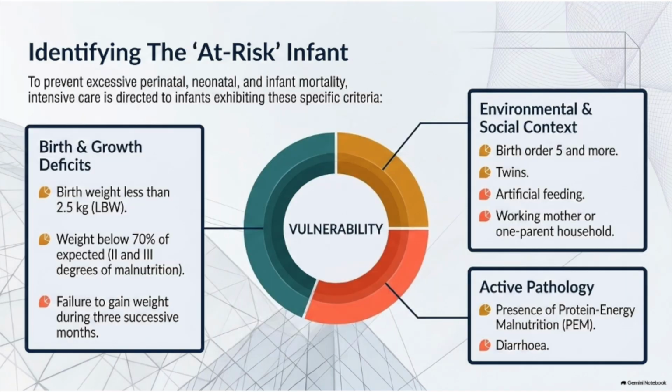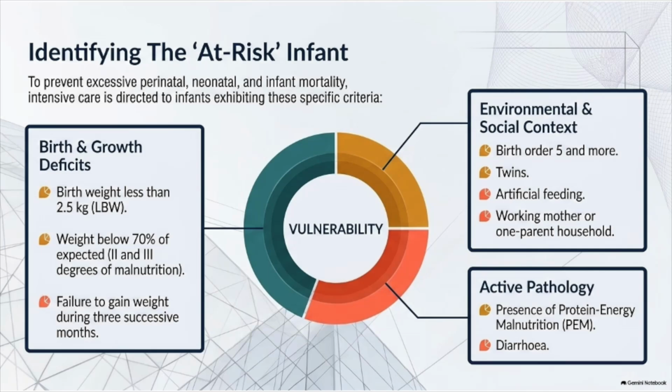Identifying the at risk infant is just as critical in order to prevent excessive perinatal, neonatal, and infant mortality. Birth and growth deficits include a birth weight less than 2.5 kilograms, classified as low birth weight, below 70% of expected, indicating second or third degree malnutrition, and failure to gain weight during 3 successive months.